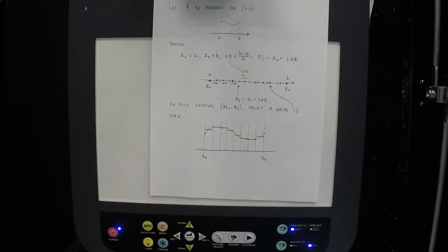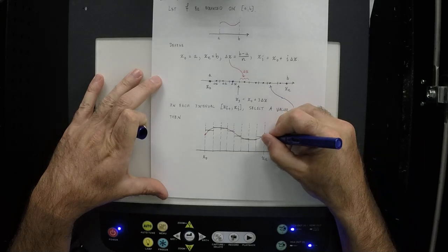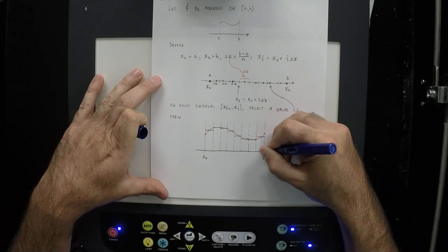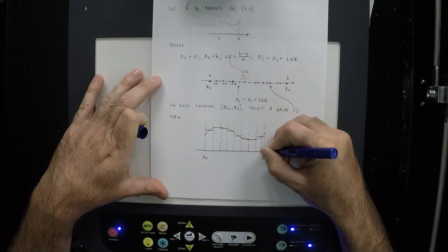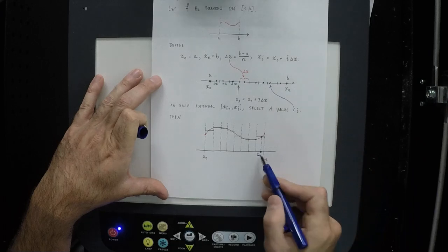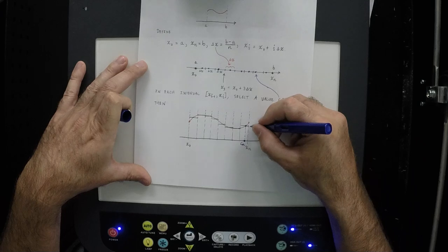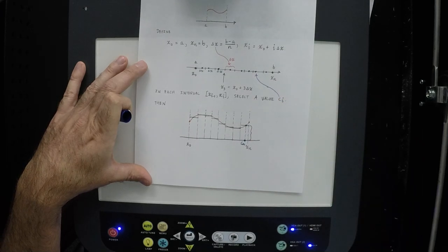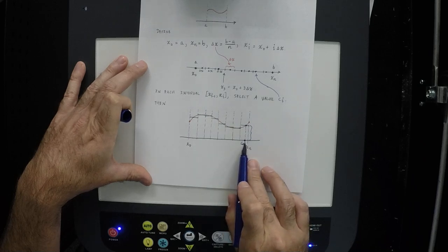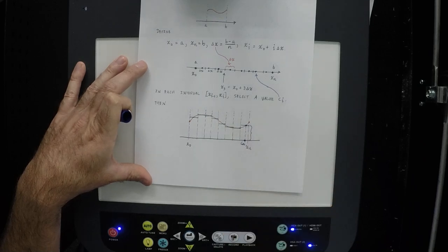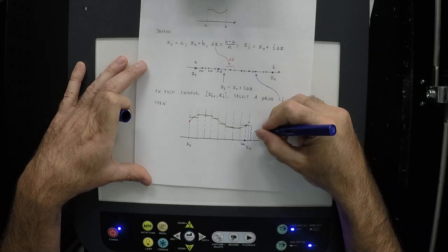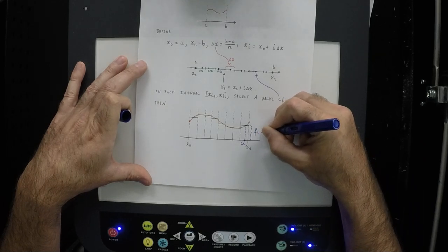Okay? But what I want you to see from this is, for example, if this right here is the value Cn, so that's Cn, then what's the height of this rectangle? The input to the function is Cn. So what's the height of that rectangle? It would be f of Cn.